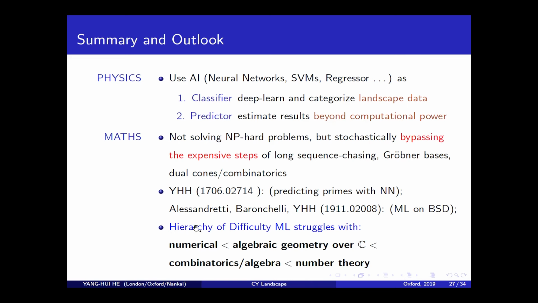It's somewhere between numerical and algebraic geometry. So somehow the typical problems in string theory are more amenable. If the typical problem were like hard computation in number theory, this entire paradigm of machine learning would not have worked.